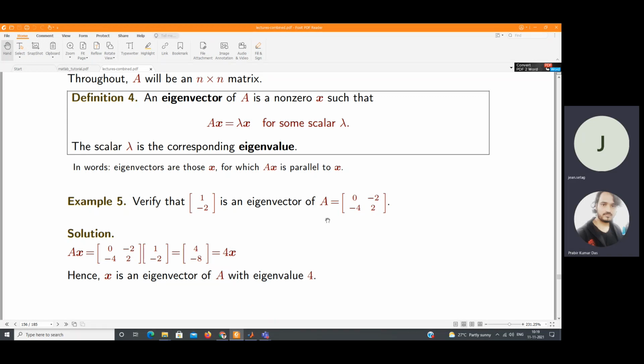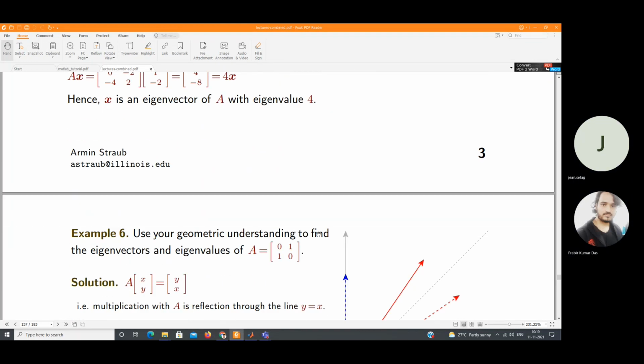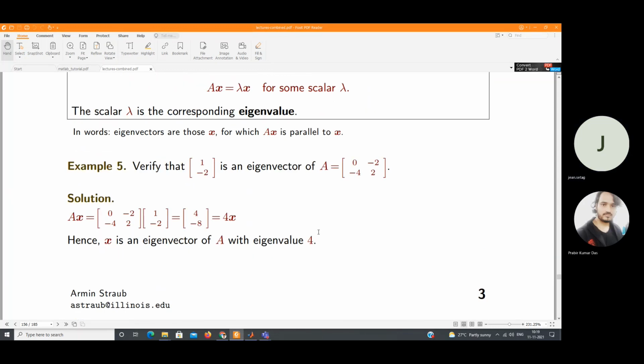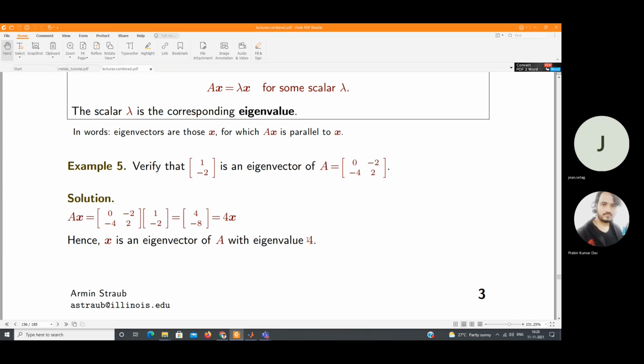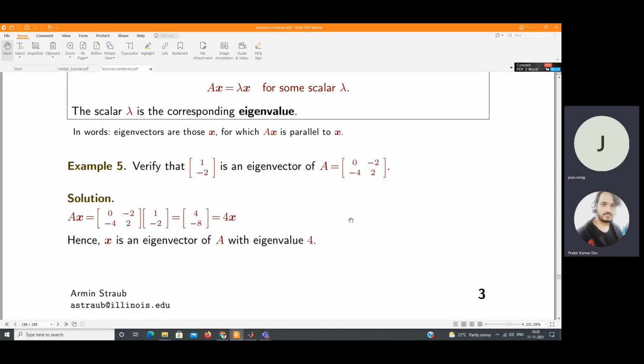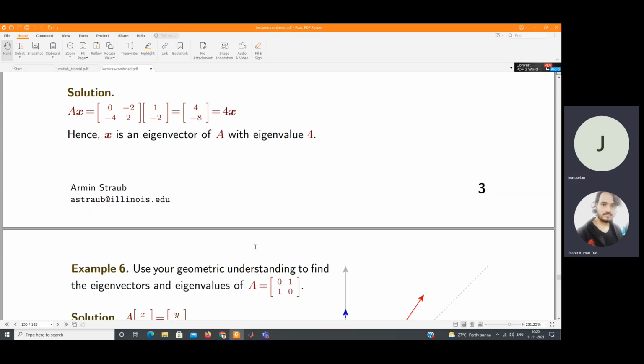One second, sir. Is it plus 8, sir? It will have two values. A has two eigenvalues, and one of them should be 4. So you just do this: A minus lambda into I, take the determinant and solve it. Yes, I'm just doing it, sir.